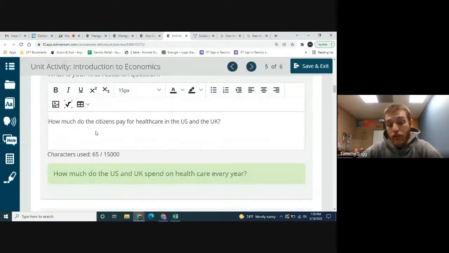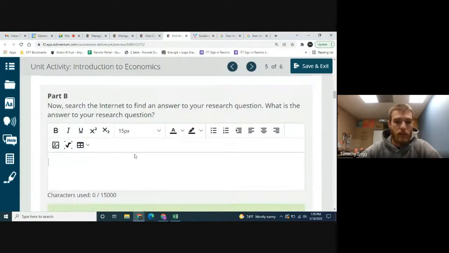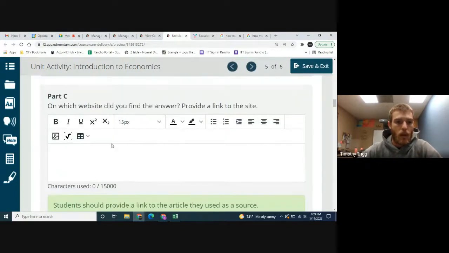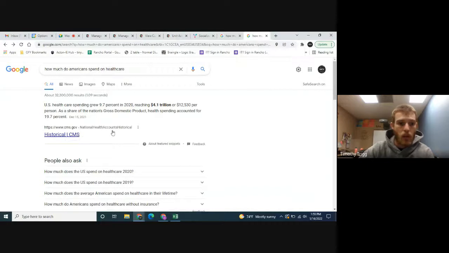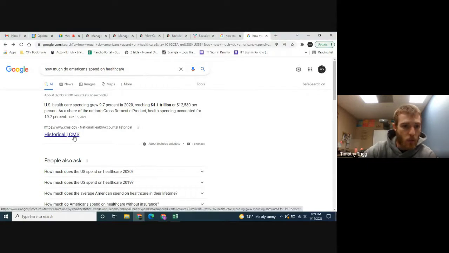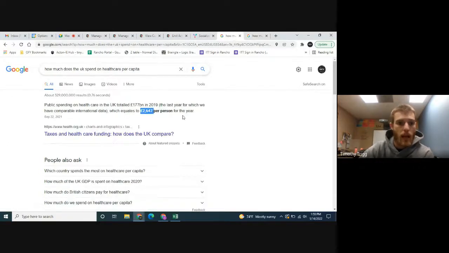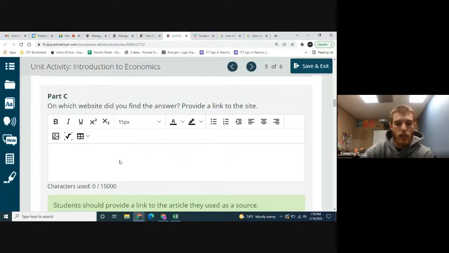Now, if you chose a different research question, you'd have different answers here. Okay. On which website did you find those answers? So you can go ahead and look at these two links. Here, we use this National Health Accounts historical, www.cms.gov. And in this one, it's health.org.uk. Okay. So those are the two websites you want to provide there.